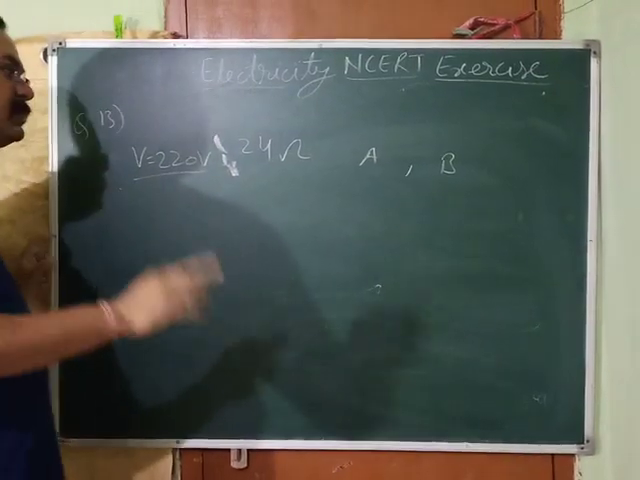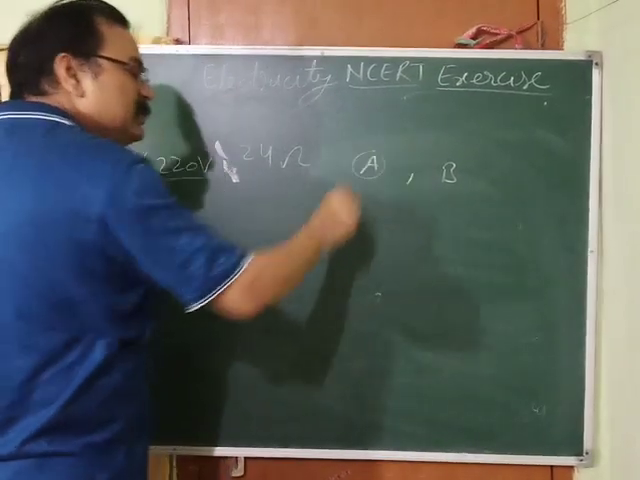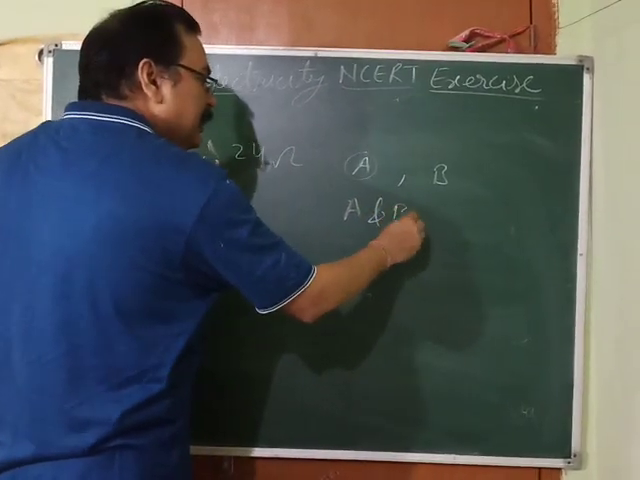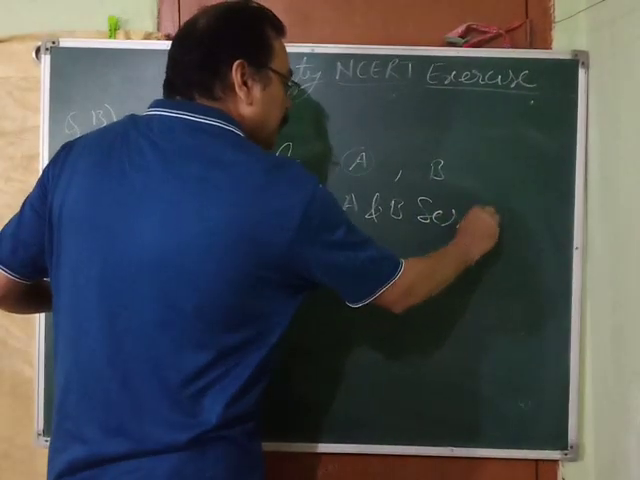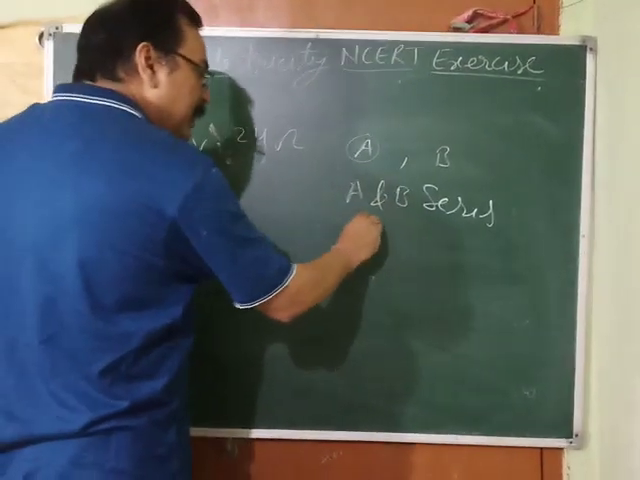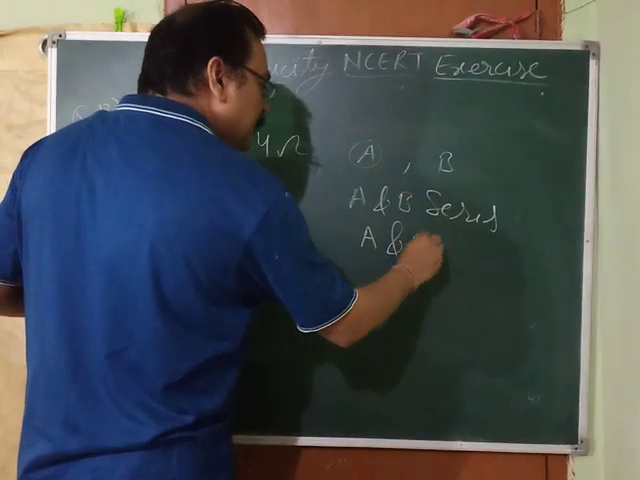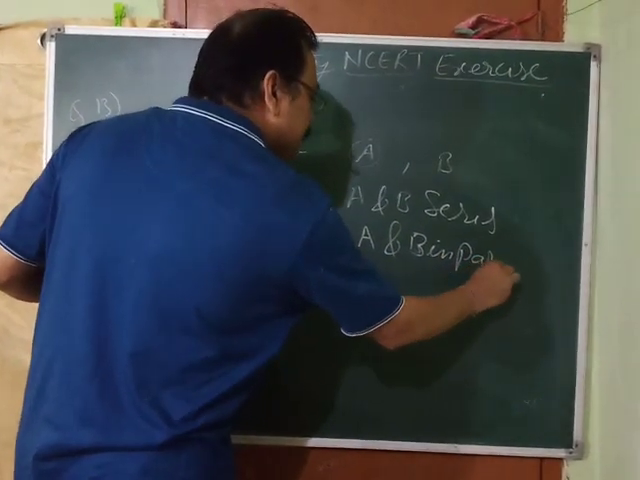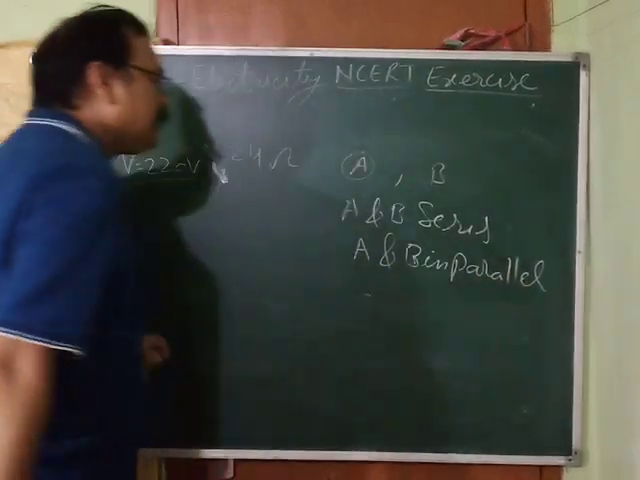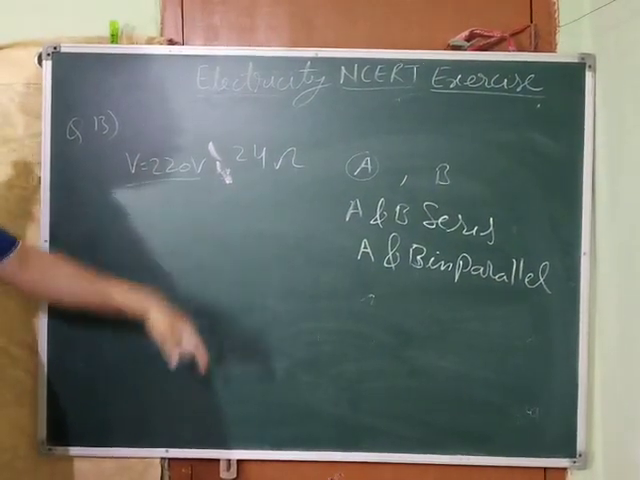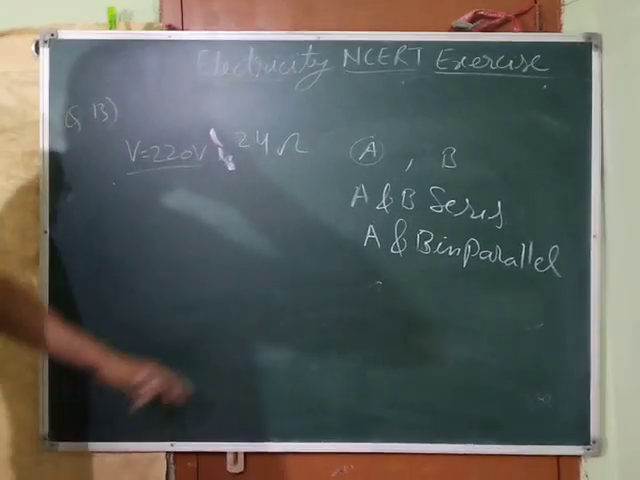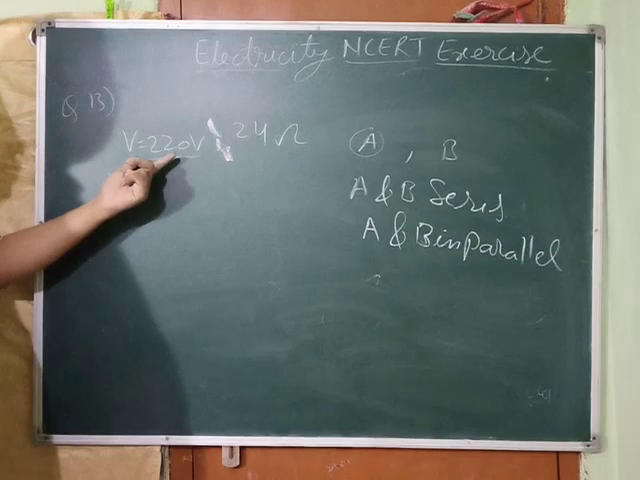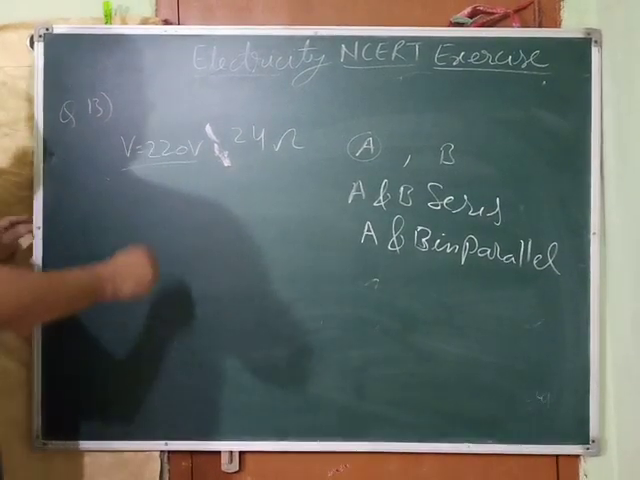All three cases means when only coil A is used, then when A and B are in series, and when A and B are in parallel. Then what is the current in all the three cases? So first, if only A is used, then what is the resistance? 24 ohm. And what is the potential difference? 220 volt. So current we can find out.